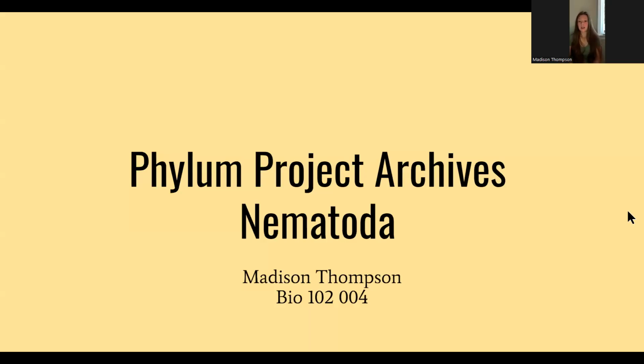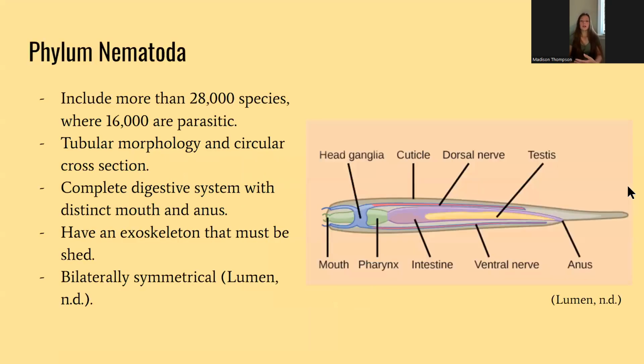This is my Phylum Project Archive for organism number 9, Nematoda, and this is for Biology 102, Section 4. Phylum Nematoda includes more than 28,000 species, 16,000 of which are parasitic. The specific organism in question for this is not parasitic.